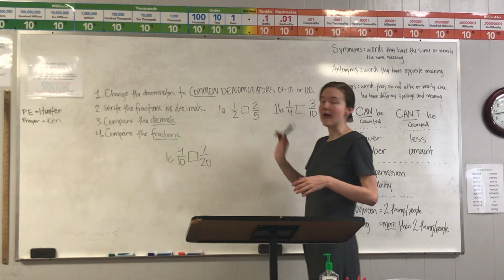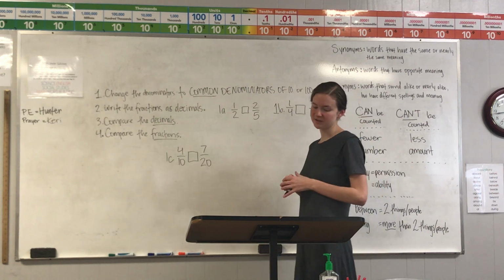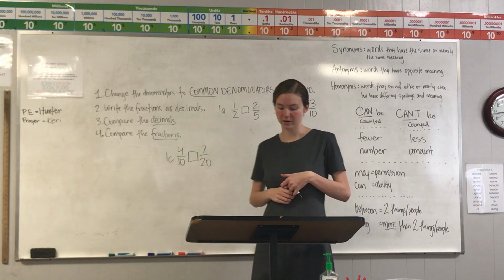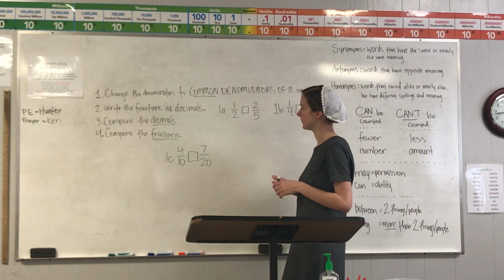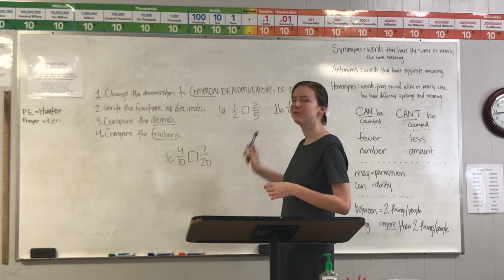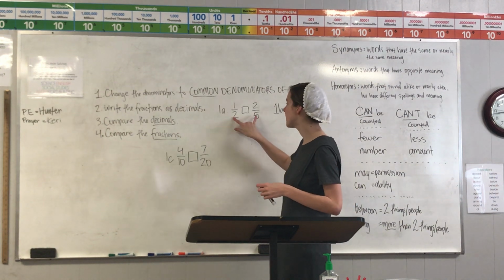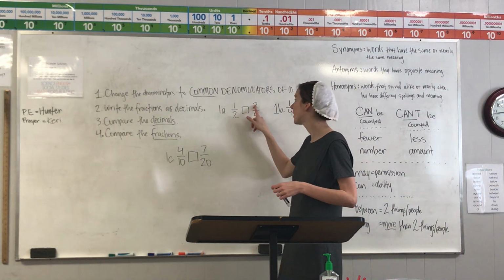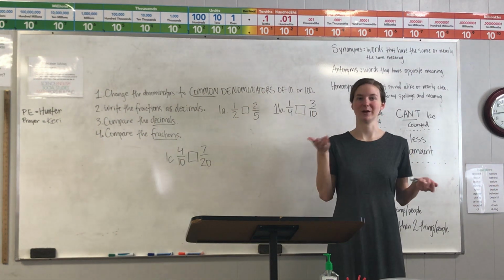Let's look at 1A. We're going to jump right in. The instructions say rewrite each fraction as a decimal. That's your first step. Then compare using greater than, less than, or equal to. 1/2 and 2/5. Look at your denominators. This is 1 part out of 2 parts. This is 2 parts out of 5 parts. How do you know which one's bigger?